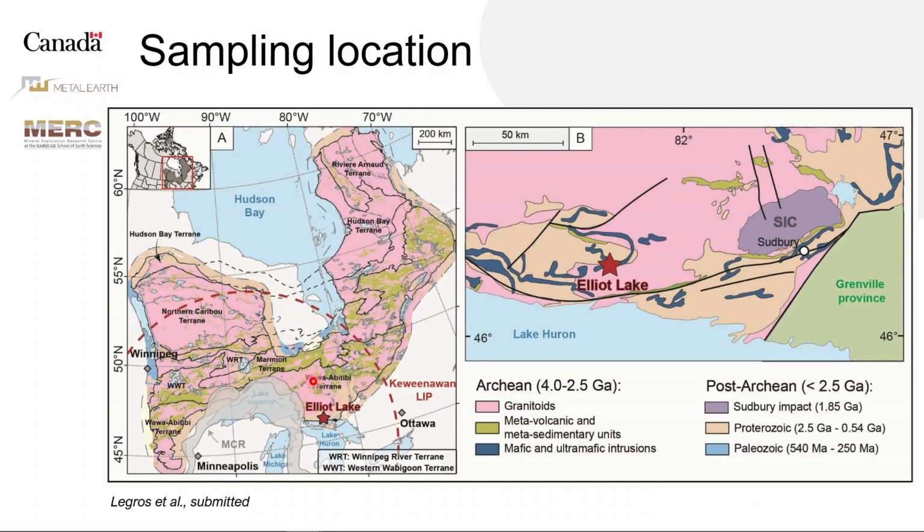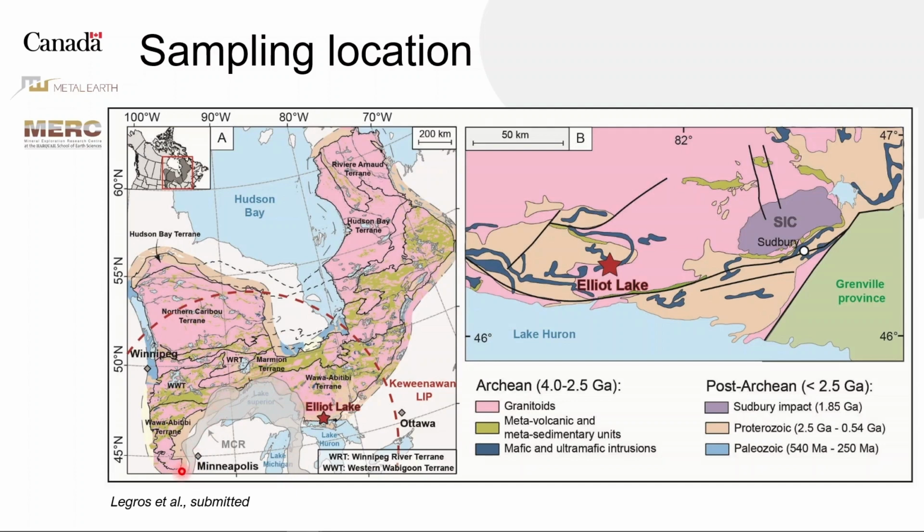So like I said, Elliot Lake is in the south part of the Superior Craton. It's right here, north of Lake Huron. And the gray part that you have here is the mid-continental rift. It's centered on Lake Superior. There are a lot of Nb-REE deposits that are located along Lake Superior because of it.